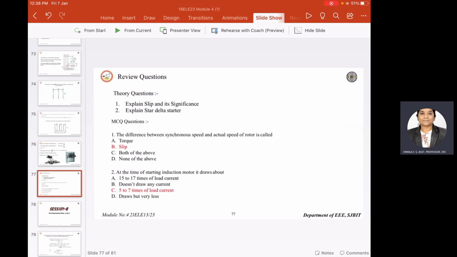Review questions: explain slip and its significance, explain star delta starter. The difference between synchronous speed and actual speed is called slip. Normally at the time of starting, there will be an inrush of current, which is 5 to 7 times the normal current.